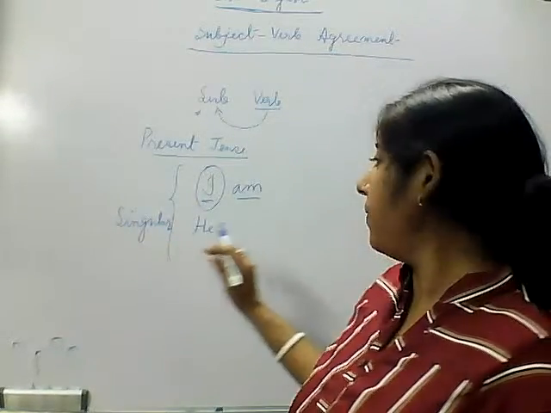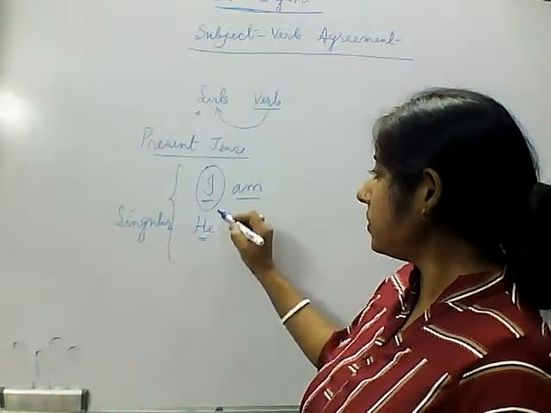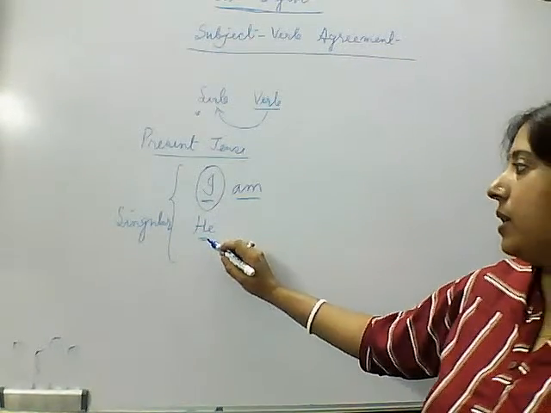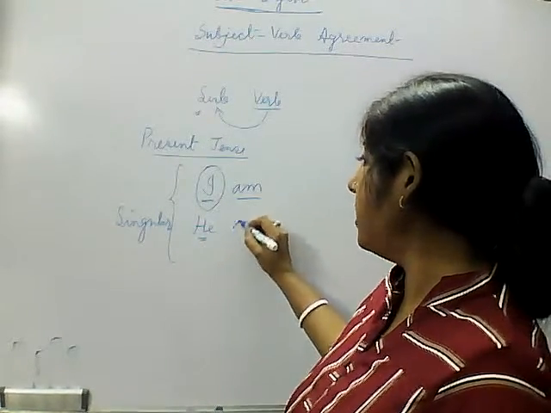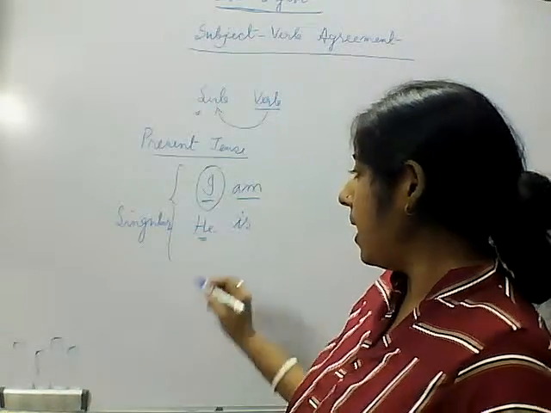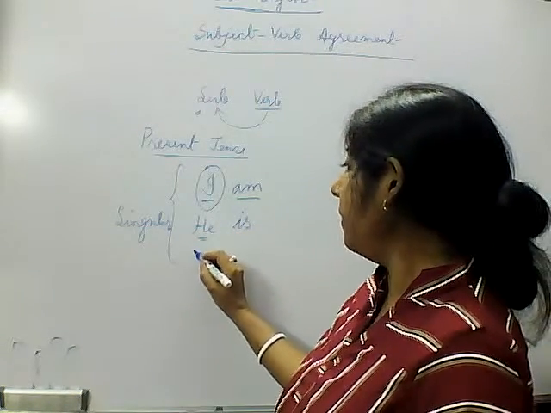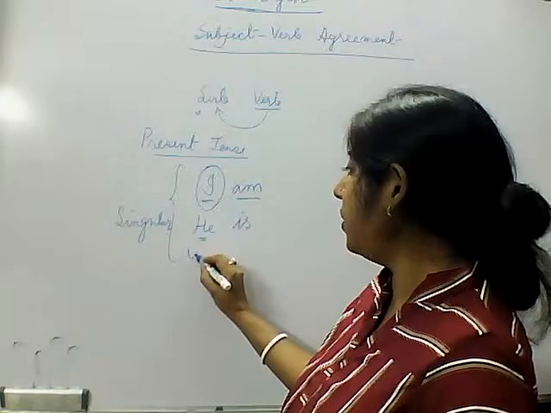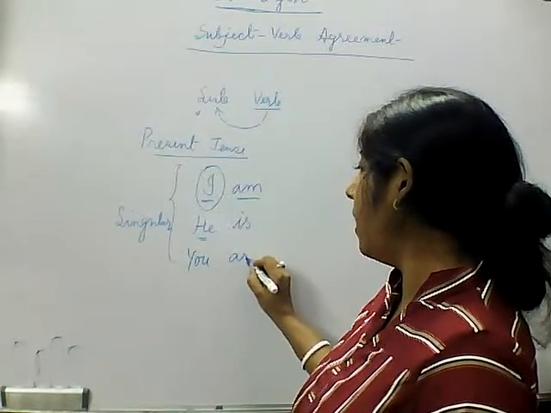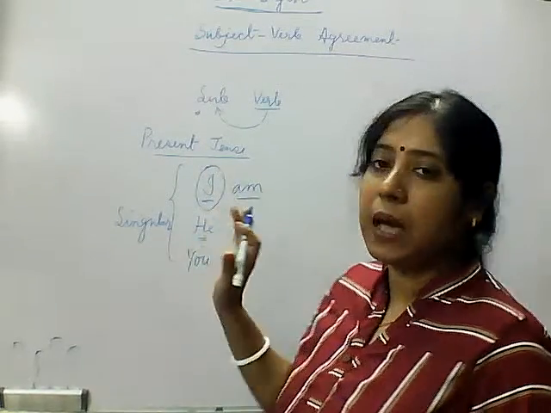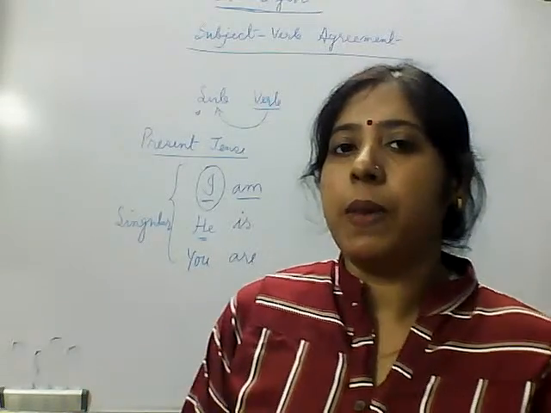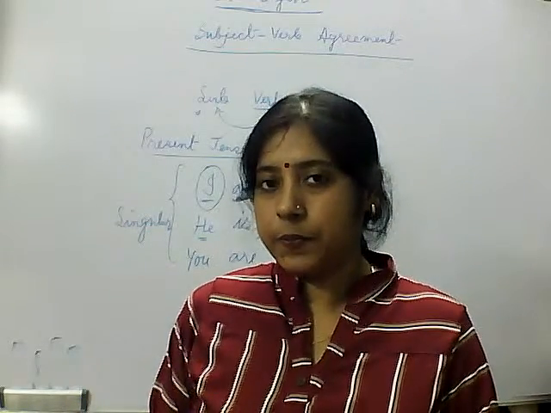Okay, singular verb, and this is what is called third person singular number. So obviously we say "he is." And now if I write "you," then the singular verb is "are." So if the subject is singular, then automatically the verb will also be singular.